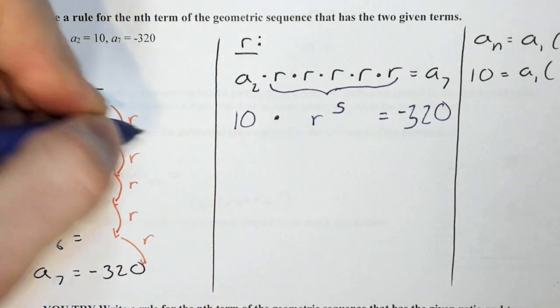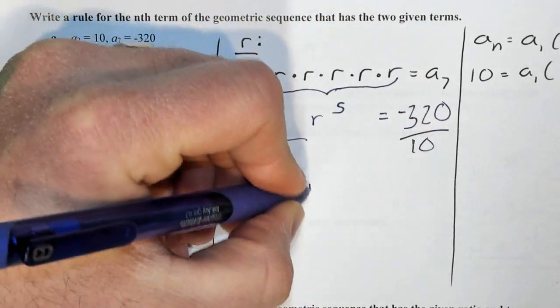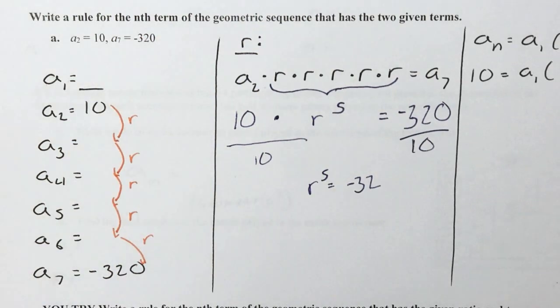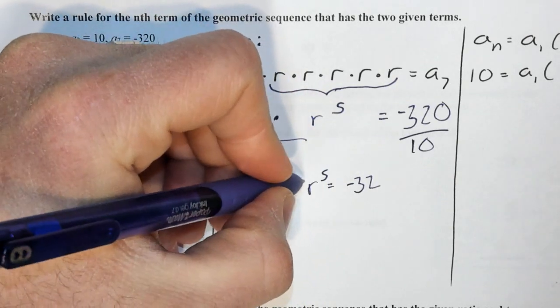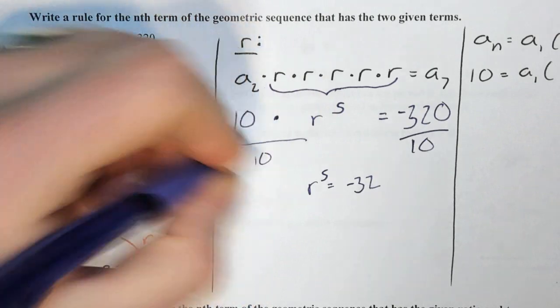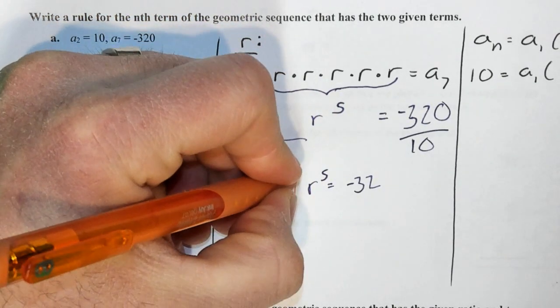We have some multiplication right here, so we're going to divide by 10 on both sides. When we do that, we're going to get r to the 5th is equal to negative 32. And then, or sorry, not divide, I take it back. What we need to do is get rid of that power of 5 right there. So you have two choices. Choice number 1 would be to take a 5th root.